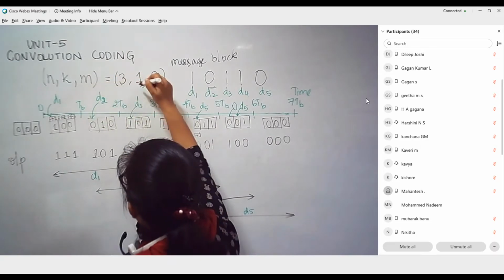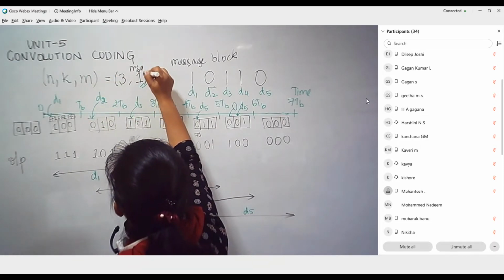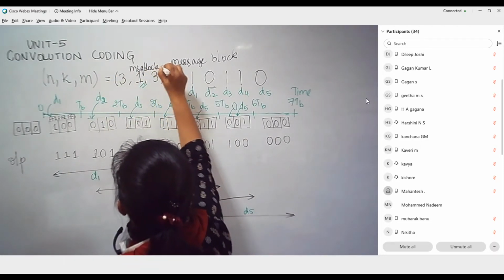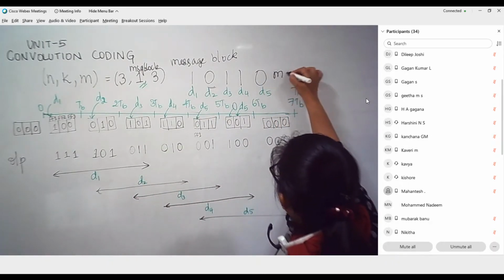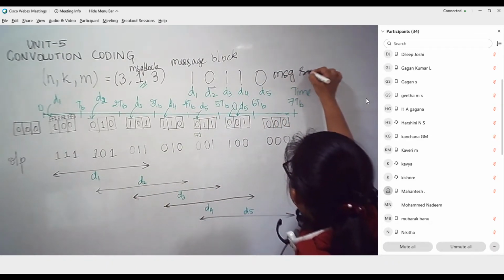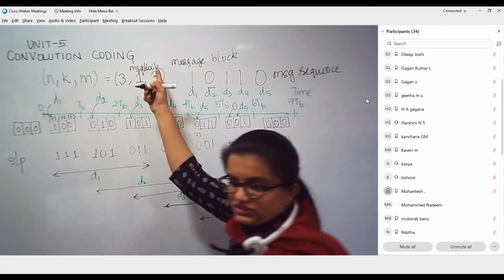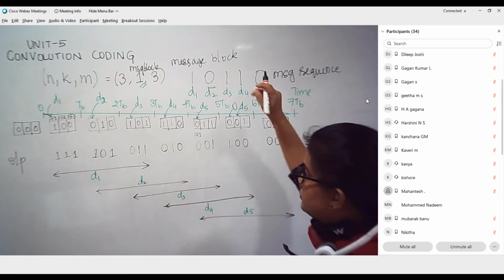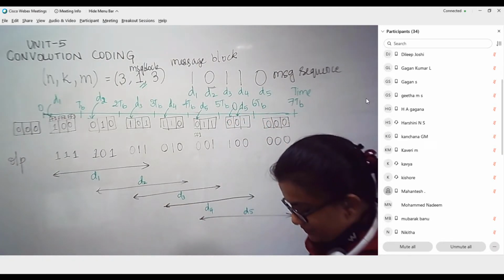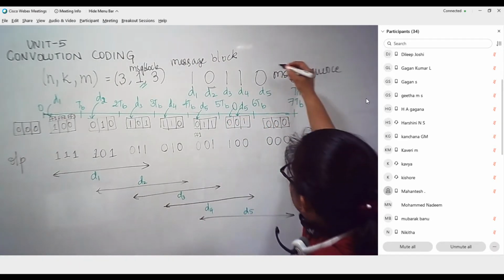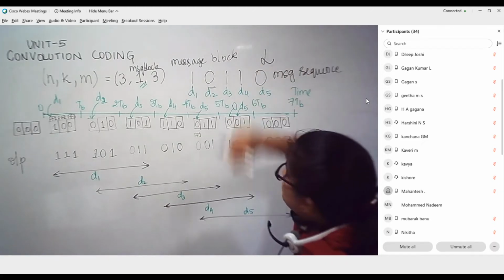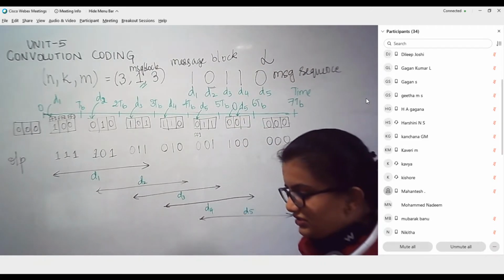Let us call this the message sequence so that it will be easier for us to address this. The message sequence will be divided into message blocks of k bits, and then we are going to process it. The length of this message sequence is normally denoted by the capital letter L.